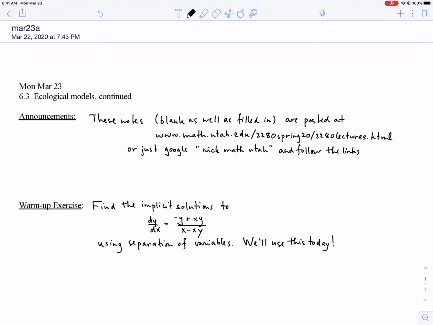Hi, so in these notes, we're going to continue our discussion of autonomous systems, first-order systems of autonomous differential equations, and do some more ecological examples of two interacting species.